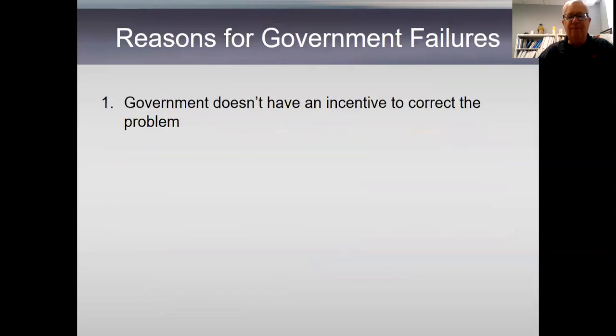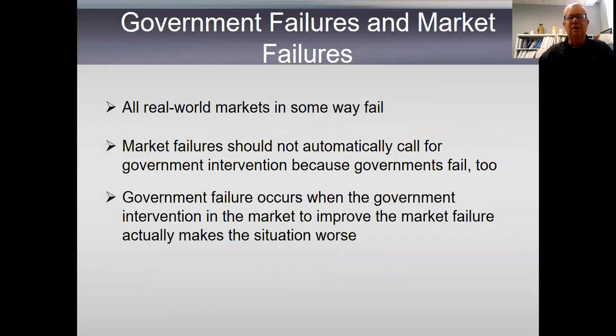Now, let's wrap up the chapter thinking about these government failures on top of market failures. All markets will in some way fail. That does not necessarily mean that the government should get involved. The government should only get involved when their action could improve the market failure rather than making the situation worse.